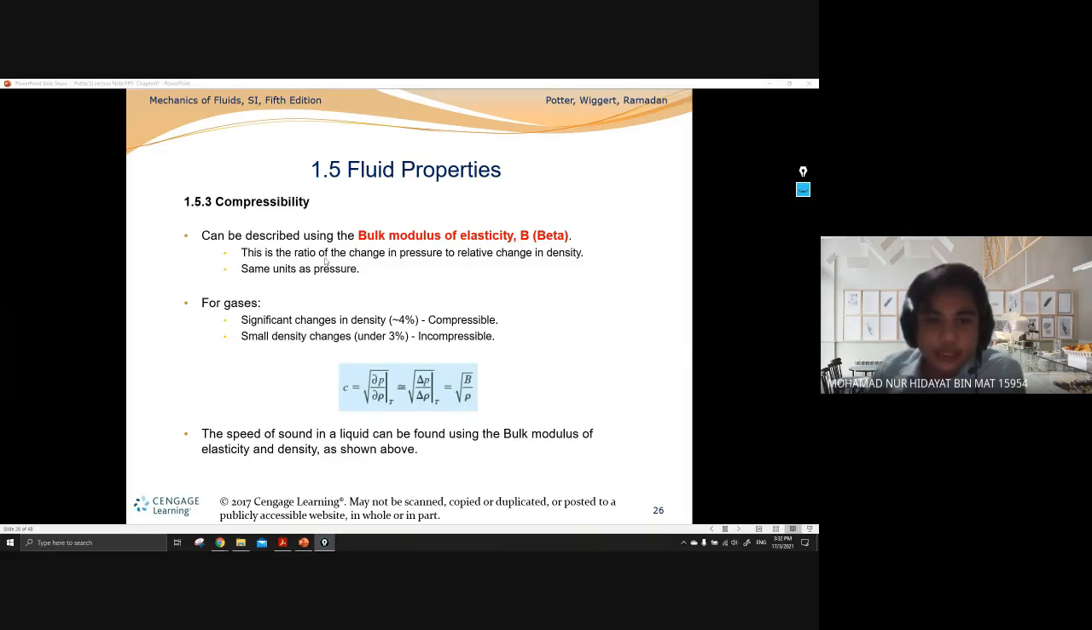It is actually the ratio, the change of pressure to the change of the density. Can you see the symbol of compressibility? Okay, this is an important part. The fluid we can compress. The compressibility of the fluid we can define as the compressibility. The symbol is C. So this is the formula. In order to get the compressibility, this value, the change of pressure over the change of density. This is the fluid property for the compressibility.